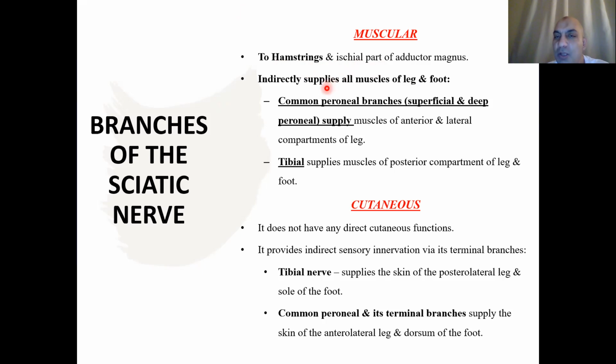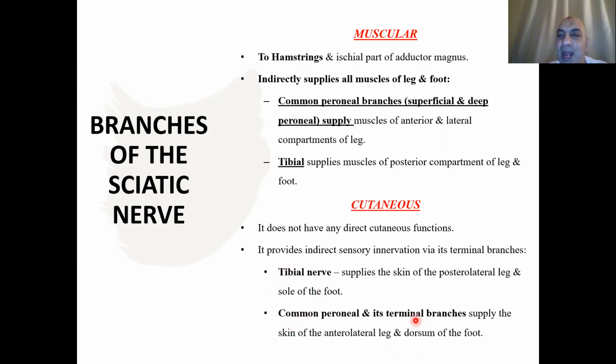But all muscles of the leg and all muscles of the foot are indirectly supplied by this nerve through branches of the common peroneal nerve and through branches of the tibial nerve. The same for cutaneous supply. It has no direct cutaneous branch. When we speak about the sciatic nerve, there are no direct cutaneous branches. But actually, it gives off the tibial and common peroneal, and the common peroneal is going to divide into superficial and deep peroneals.